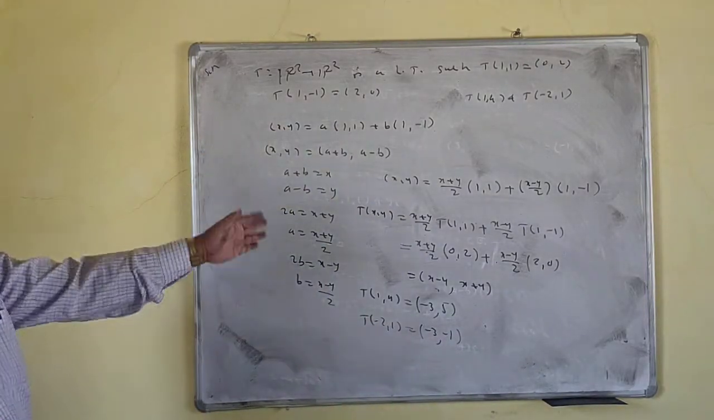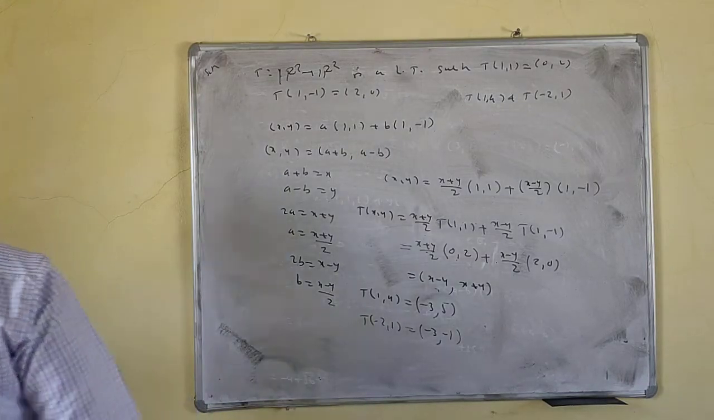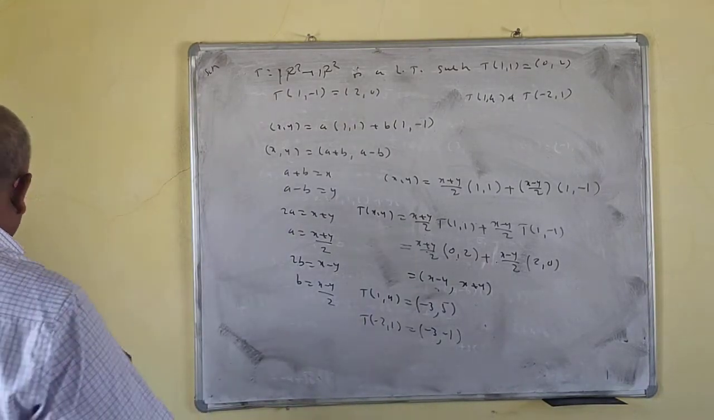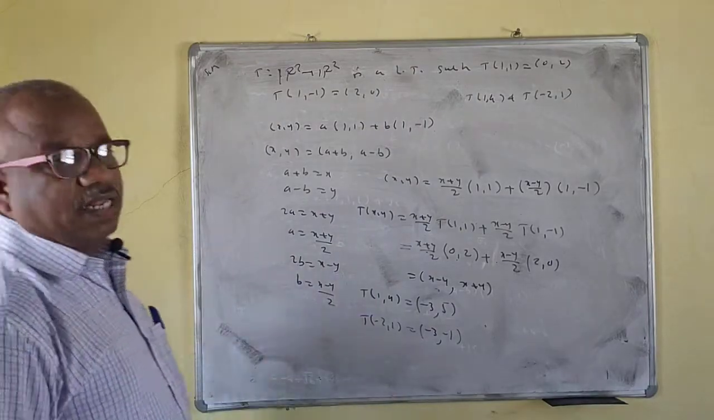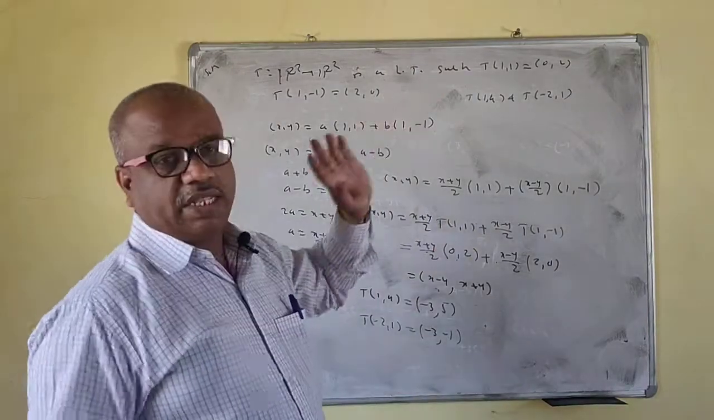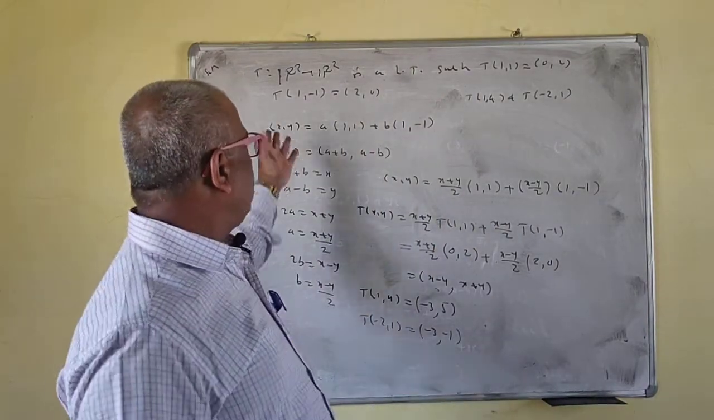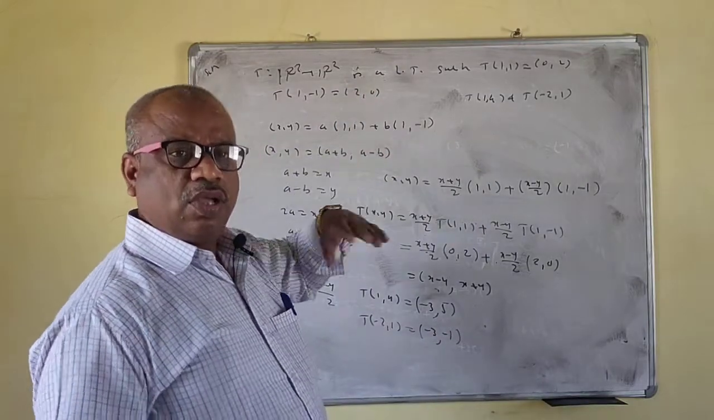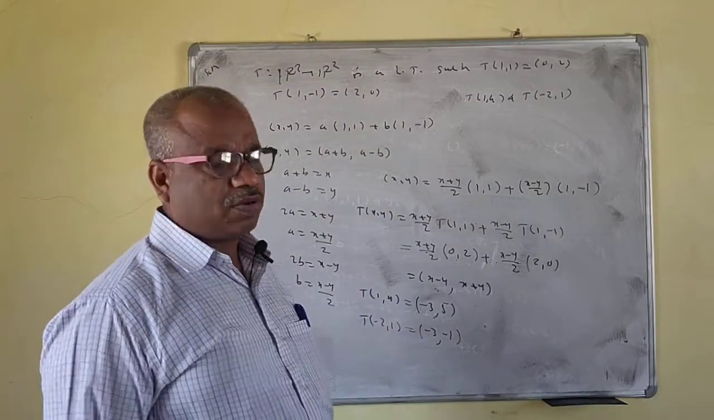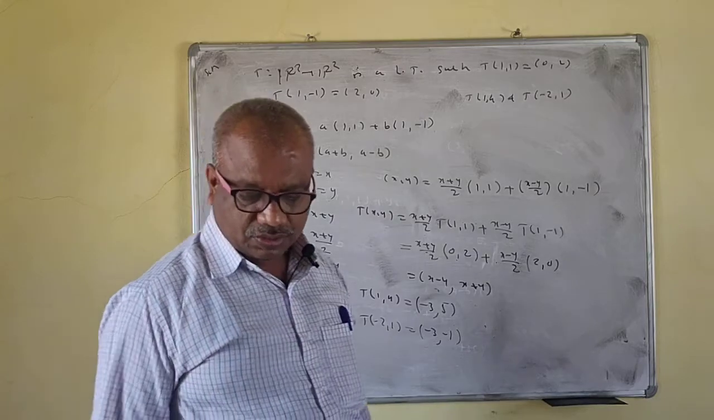So it is better to find the formula, and with the formula you can find the value of this one. I hope that you understand this. So if such a linear combination, or T of something, is given to you, you can obtain the formula for the linear transformation and so on. Okay, so we'll stop here. Thank you.